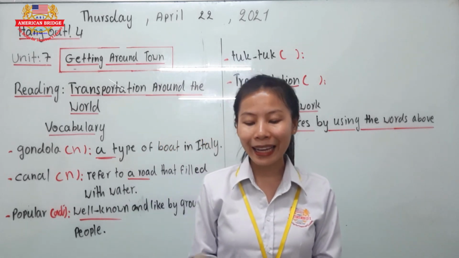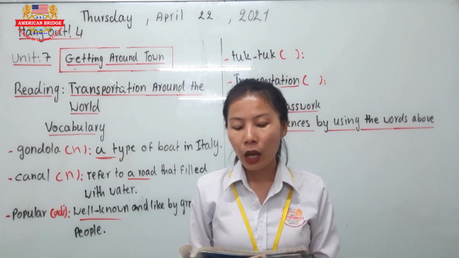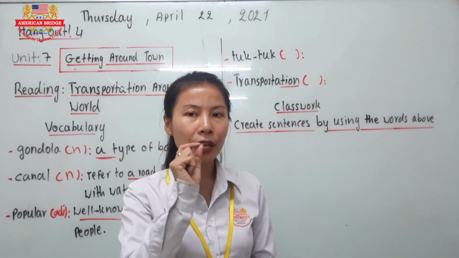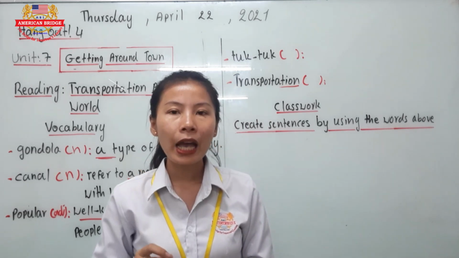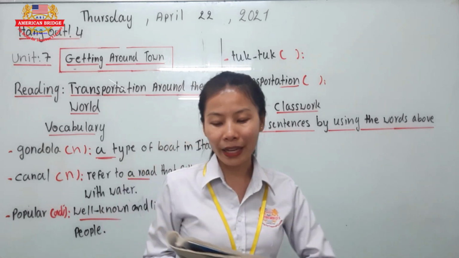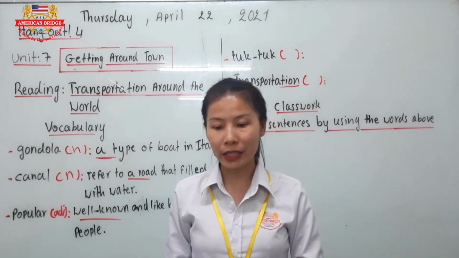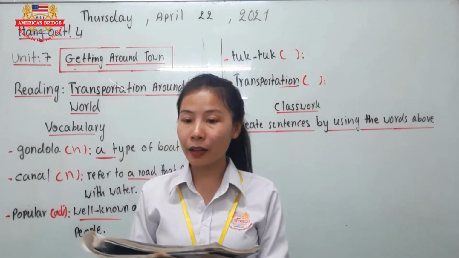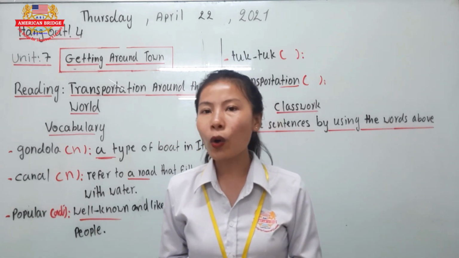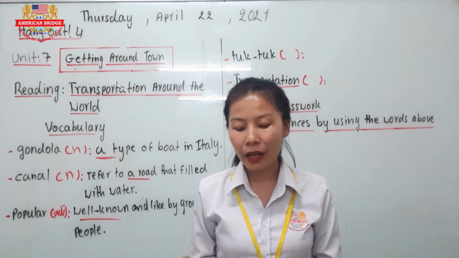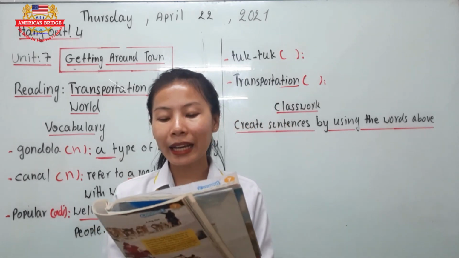A gondola is a type of boat. You can see gondolas in Venice, Italy. So Venice, we refer to a city of Italy. One of the cities in Italy is called Venice. You can also search in Google, you can see. Venice doesn't have any roads. Wow, so how can they live? So there are no cars. Instead, people travel by gondolas on canals.